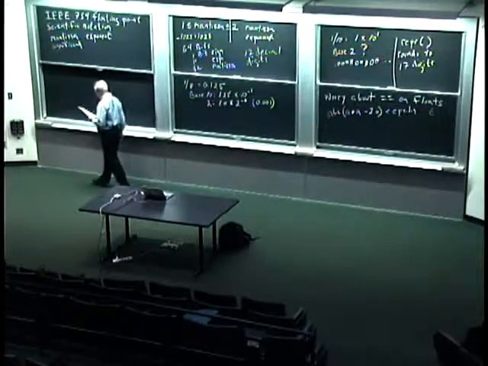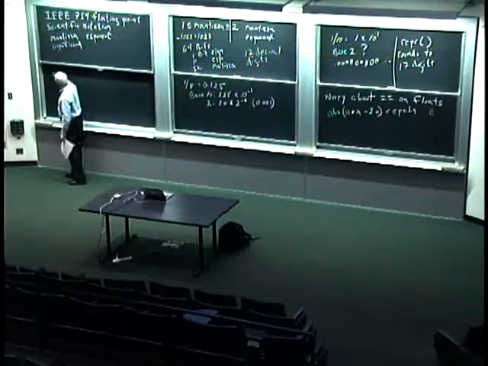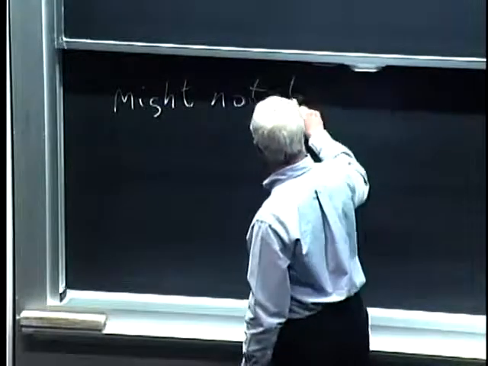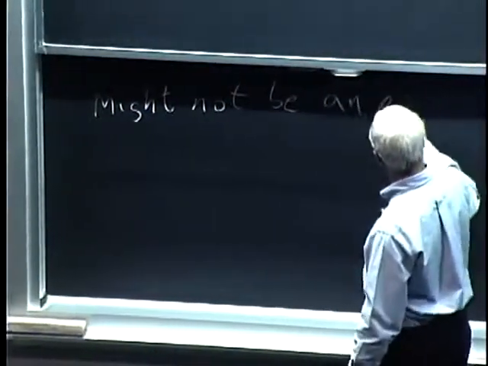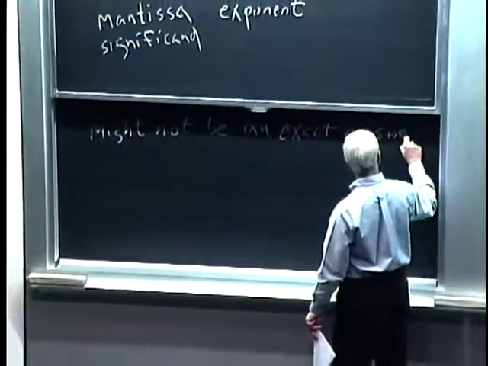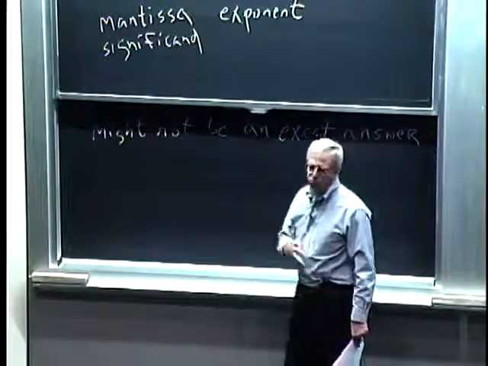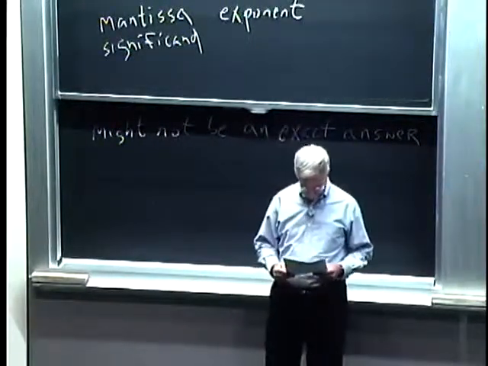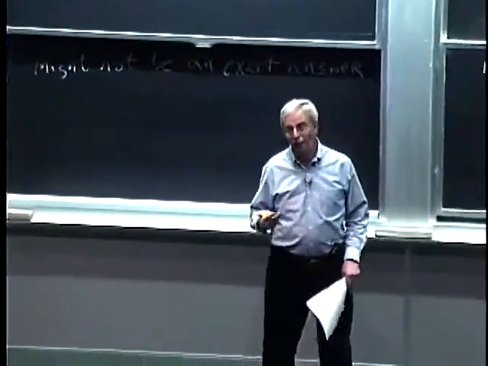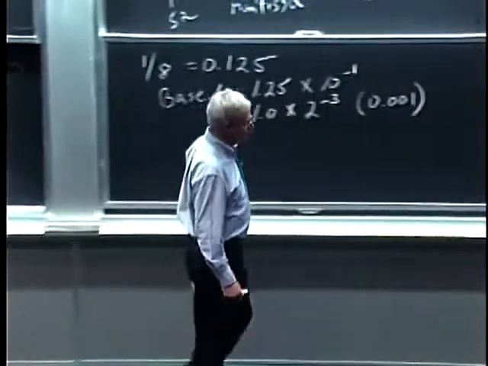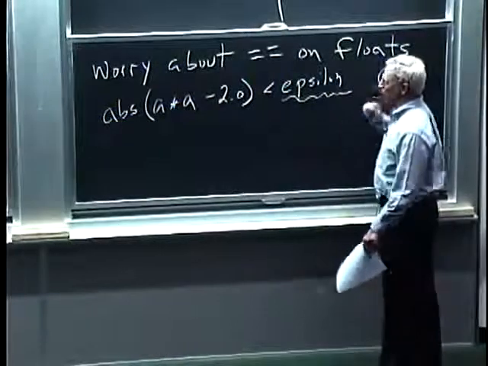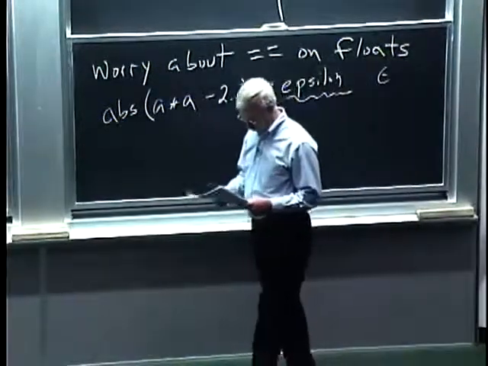And there are several. One is what we've just seen: it might not be an exact answer. For example, the square root of 2. So we need to worry about that. And clearly, the way we're going to solve that, as we'll see, is using a concept similar to epsilon. In fact, we'll even call it epsilon.